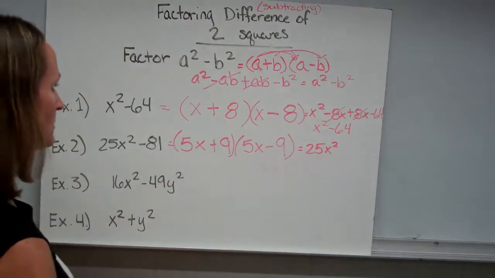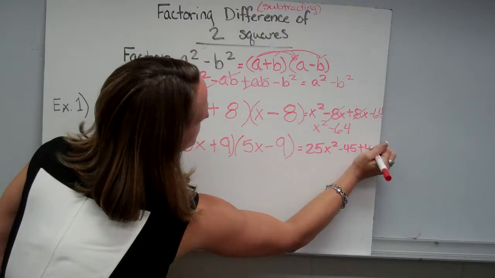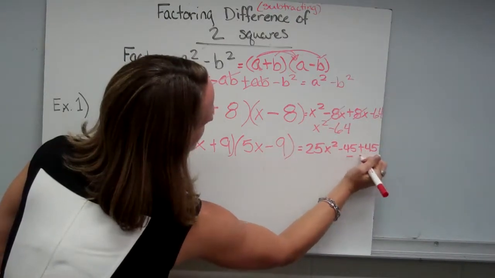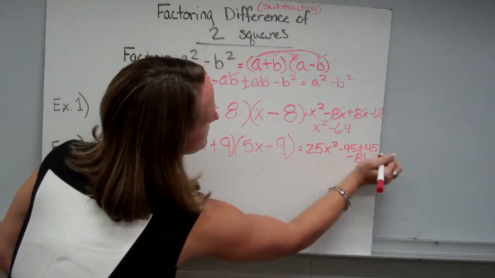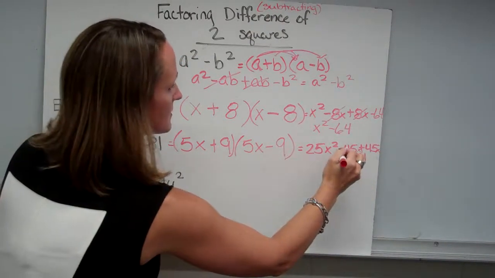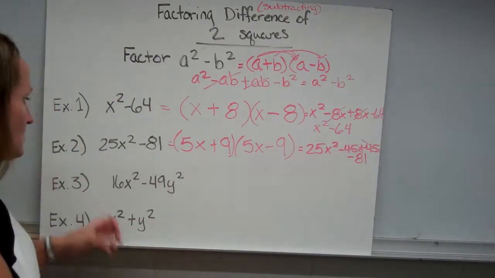25x squared minus 45x plus 45x minus 81. Whoops, there should be x's on both of these. And of course, these will cancel out. Okay, so let's look at another one.